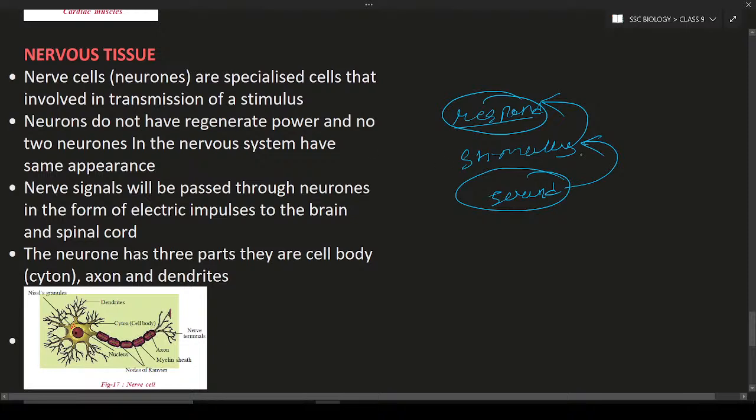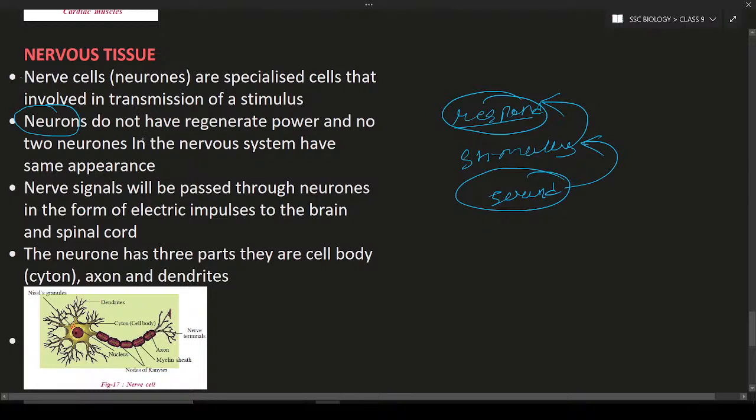So how is the stimulus carried? If an ant bites you, you can identify the ant bite. How are you able to feel the pain of the ant bite? It is the neurons. The neurons, or nerve cells, carry such information to the spinal cord and brain. So nerve cells are involved in carrying information from the body part, or from the surroundings, to the brain.